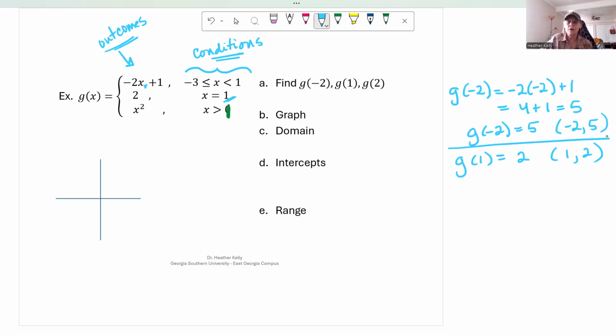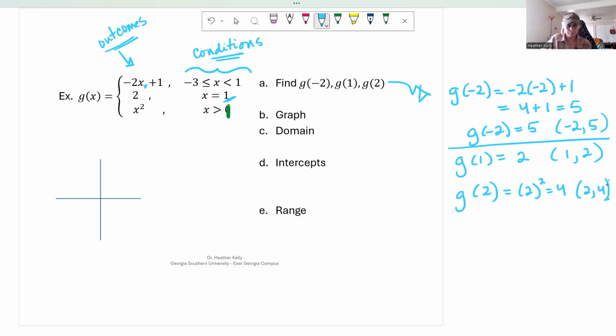Okay. And then finally, g of 2, we have to decide where does 2 fall in. 2 is greater than 1, so this is the bottom piece, and this is going to then be 2 squared, which is 4, and so we get (2, 4). Okay, so there's the first part. Got that done.